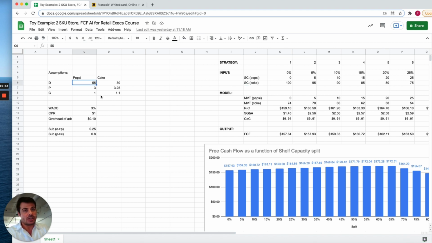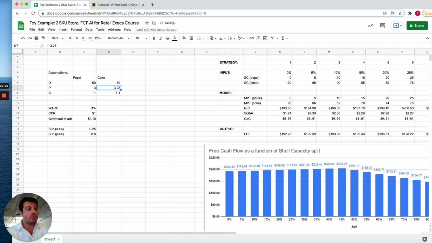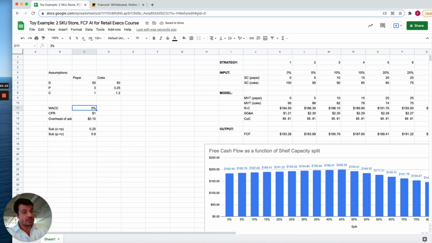Now, if I just change one of these variables, let's say demand changes very frequently. So if I change this to 50, and let's say more people want Coke now, it dramatically changes. And that's 45%. So now it was 65%, now it's 45%. If my COGS go up to $1.20, how does that change? That changes quite a bit. If this goes down to 60 cents, that changes again. And let's say that my weighted average cost of capital increases. That's going to change again.